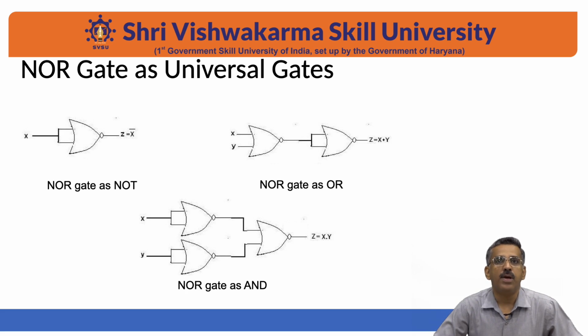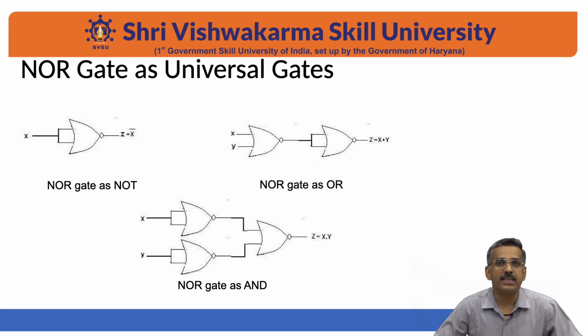Now, if we club two NOR gates in series like in this diagram, the representation of this NOR gate will act like an OR gate. And in the third case, when we use three NOR gates connected in this manner, we will have the NOR gate working as an AND gate.